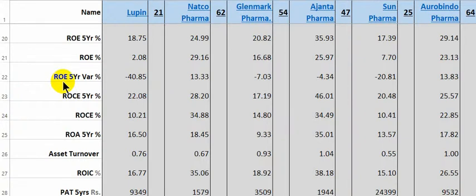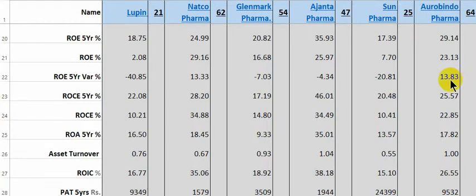That is, from 5 years back, how the return on equity has grown. Lupin's ROE has fallen at the rate of 40%. So from 5 years back, whatever ROE it had earned, today it has fallen at the rate of 40%. Natco Pharma has managed to increase its ROE at the rate of 13%. And most of the other 3 companies have also had a fall in their ROE growth rates.